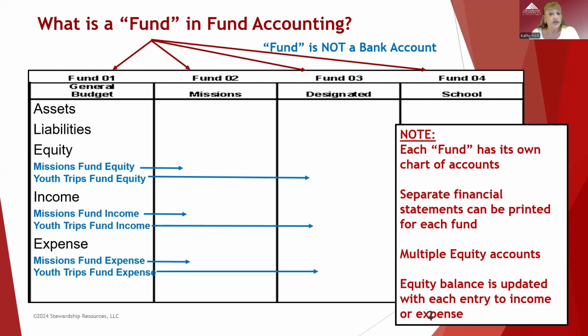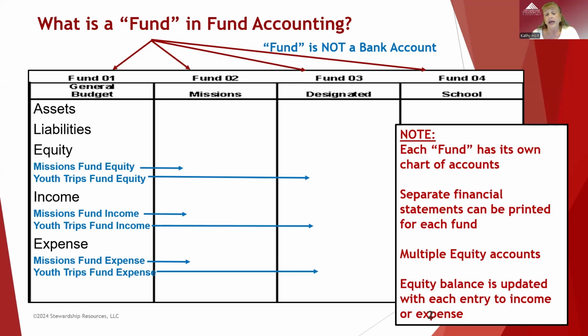In this fund, or this chart of accounts, you can track your unrestricted income and how that was spent, your net income, your net loss, and keep track of your budget that way. You could also set up a separate fund, a separate set of chart of accounts, for missions and be able to print separate financial reports just for the missions activity of your church. You can also set up a separate fund for all of your other designated funds and keep track of all of your income and expenses through that. Print separate income and expense reports and balance sheets just for your designated fund activity.